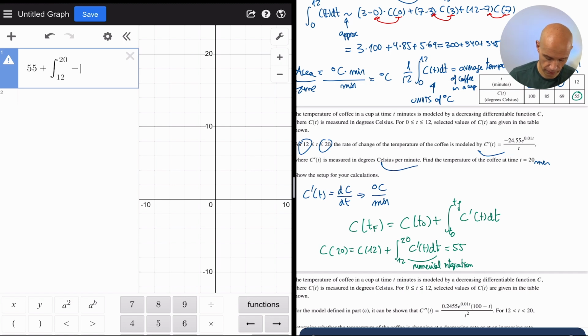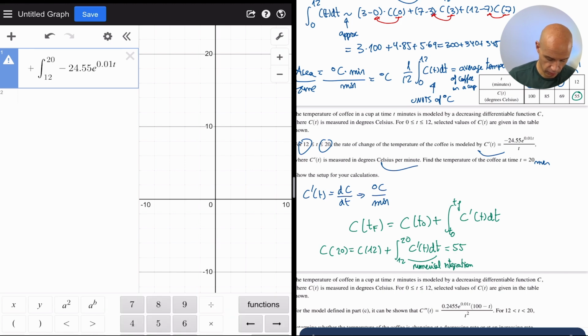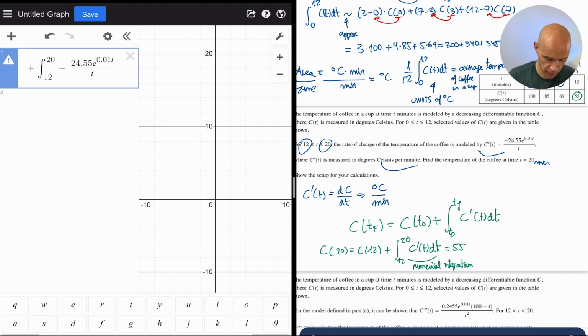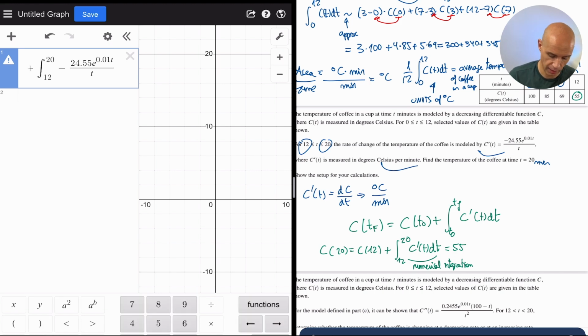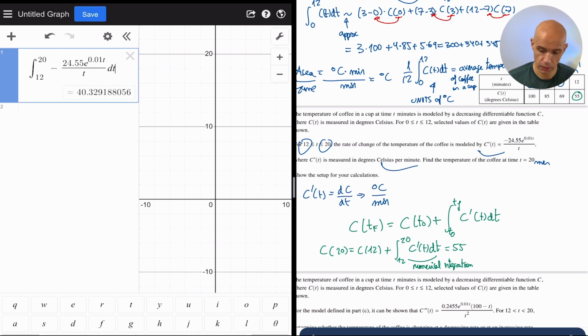So minus 24.55 exponential. You can go here, click e, go back, click the power, of what? 0.01 t. Then you go here, t. You could also use x, but anyway you can use t. Then let's continue and divide by t. Okay, we divide again by t. And then what's important, because Desmos is not going to understand what we are doing unless we say here dt. You can type dt like a word. And here you are.